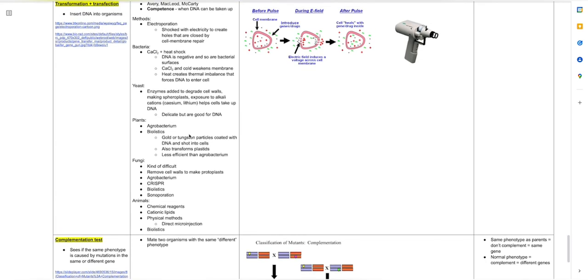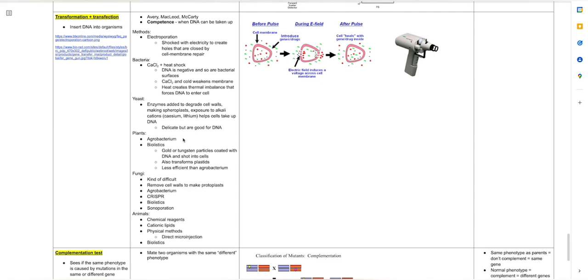You can use a bacterium called agrobacterium, and basically it injects its own DNA into plants, and it changes the plant's DNA. So you can just edit the DNA of agrobacterium to have a gene you want, and then you can use it to insert it into plants.